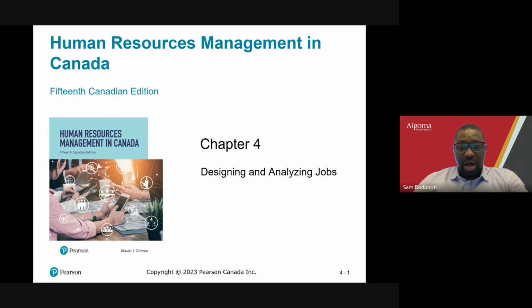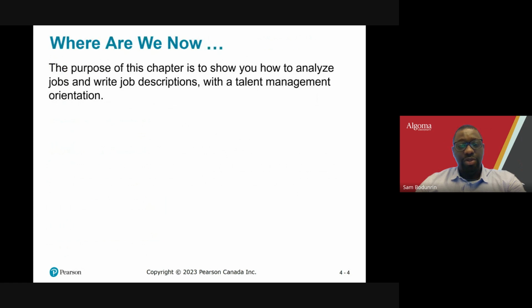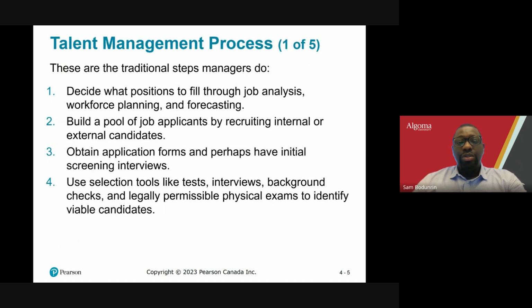So I'll move to chapter 4, designing and analyzing jobs. These are the learning objectives. I'm just going to jump that. So where are we now? The purpose of this chapter is to show you how to analyze jobs and write job descriptions with a talent management orientation. Talent management, just like I said in the other class, is the way we attract, motivate, develop, and retain talent.